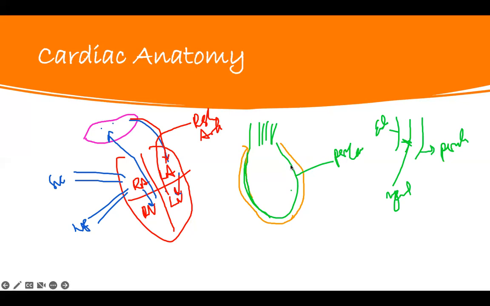So the pericardium is 2 layers, and there's a small, tiny space between them. In this space there's a small amount of fluid to lubricate the heart so it can move easily. So this is the pericardial space, and the fluid lubricates the heart so it can move around without being stuck anywhere. So the green color and this color all together form the pericardium.